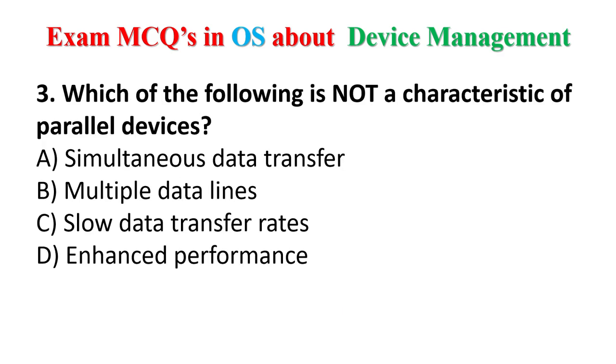3. Which of the following is not characteristics of parallel device? Simultaneous data transfer, multiple data line, slow data transfer rate, enhanced performance. Slow data transfer rate is not a characteristic of parallel device. Instead, there is high data rate in the parallel devices because there are multiple data lines. So the data transfer rate is very high.